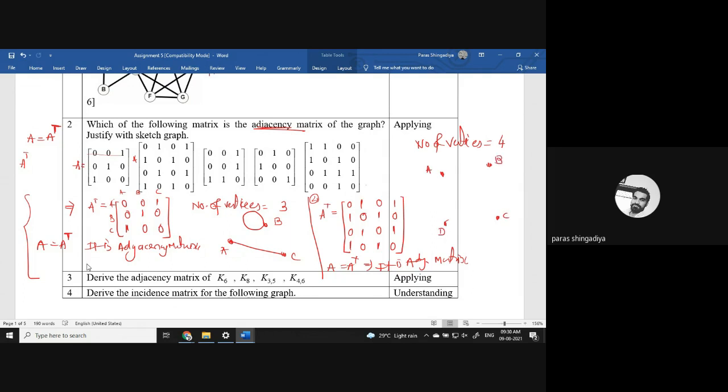Here you can also mention the notation: the first row is considered as the first vertex. So A is incident, adjacent with A to B and A to D. So connect A to B, and A to D. Clear? Two edges from A.